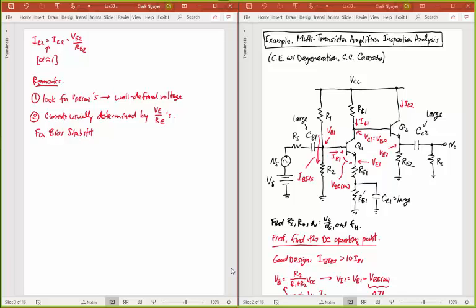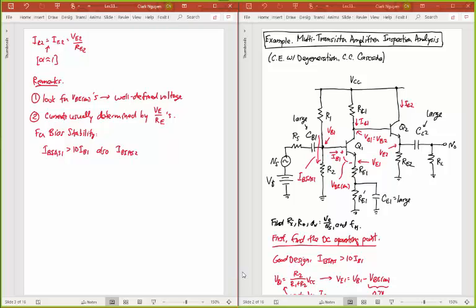If you want bias stability, what you're looking for is I bias for the first stage. I'll call that I bias 1. You want that to be greater than 10 times IB1. You want that current to be greater than the base current. But also, for the second stage, you want I bias 2 to be much greater than its base current.